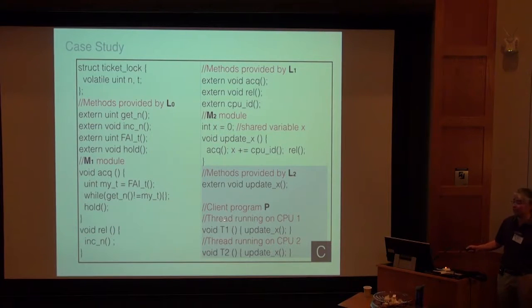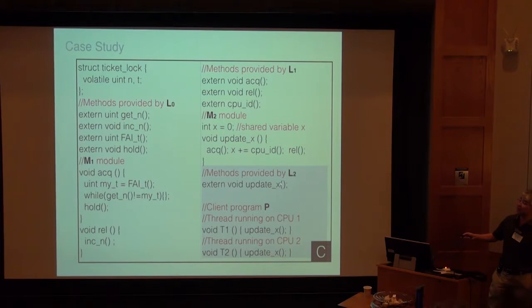So we are running two threads. One thread is running on CPU 1, and all it does is make a call called update X. Another thread is running on CPU 2, and it also calls update X. So this client program is running on abstraction layer L2, which implements a primitive called update X. I assume you have listened to Ronghui's talk yesterday, so you already know a little bit about the abstraction layer.